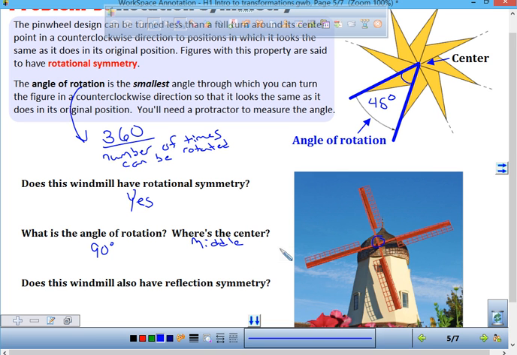Does it have reflection symmetry? Okay, so reflection symmetry is when I need to draw a line and see if I could flip that over, is that the same thing? Yeah, they're sticking out on the wrong sides, right? Okay, they're sticking out on the wrong side, so this one does not have reflection symmetry. Okay, because the arms aren't quite the same.